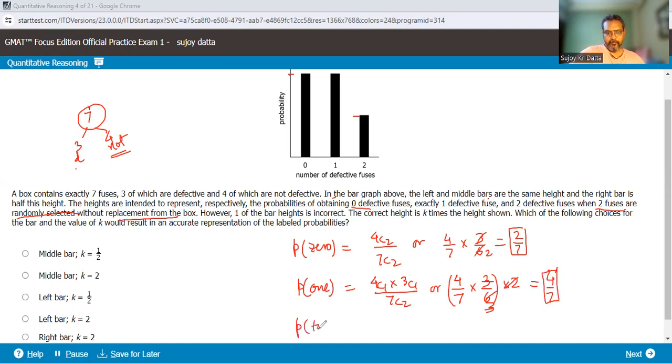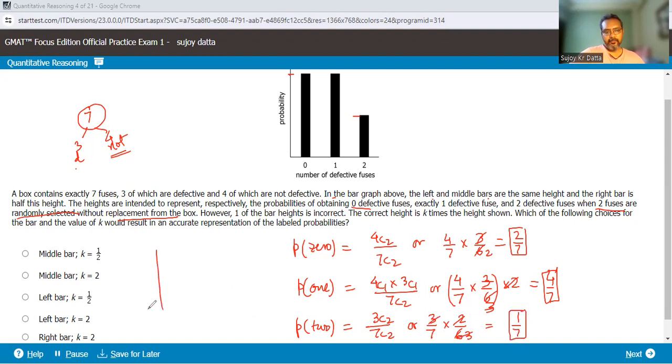And probability that 2 of them are defective. So both defective. So that is 3C2 by 7C2. Or we can write it as 3 over 7 times 2 over 6. So that would be 1 over 7.